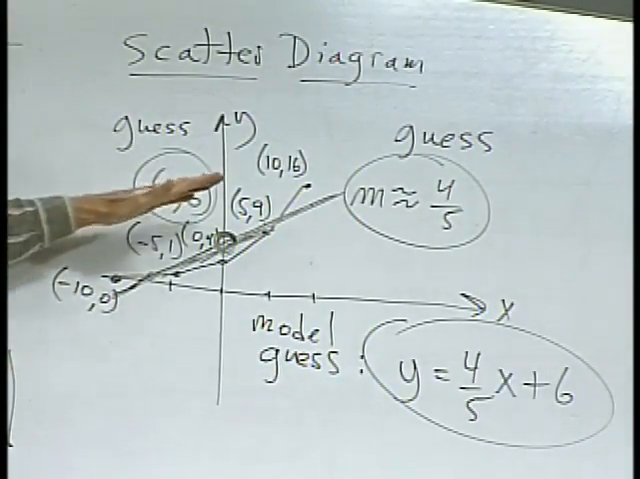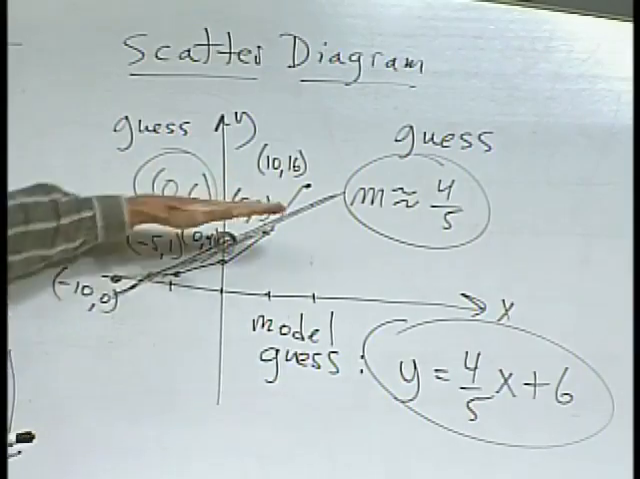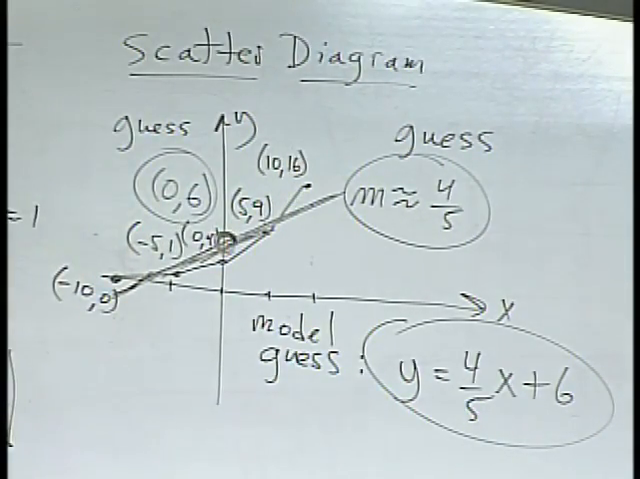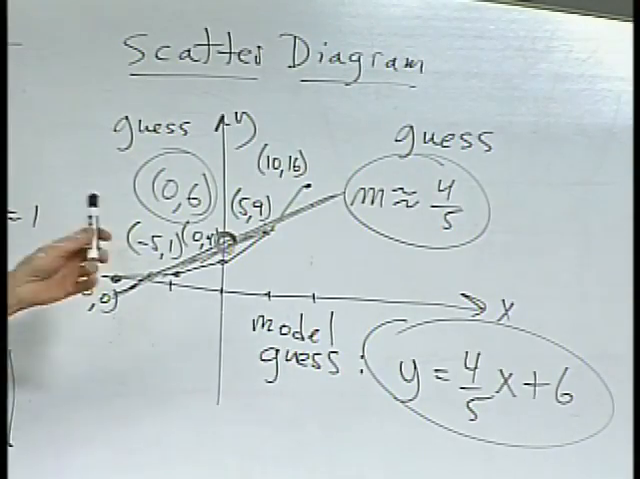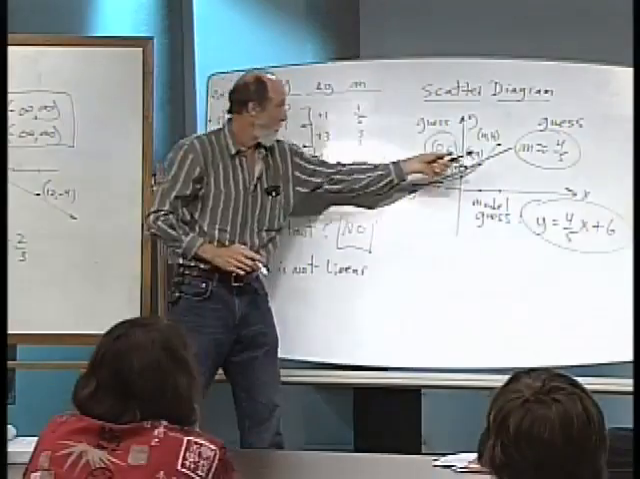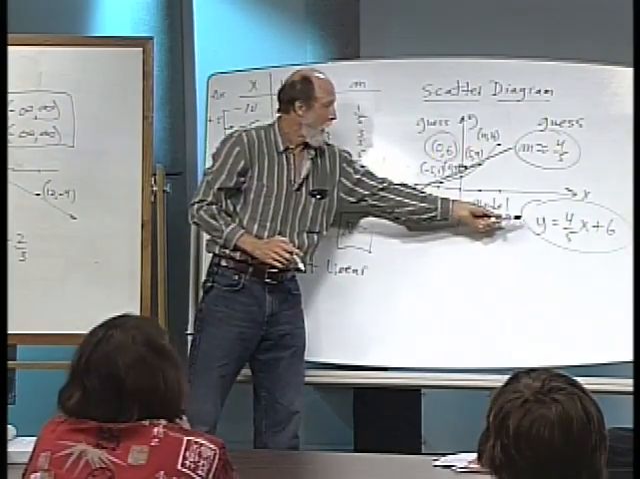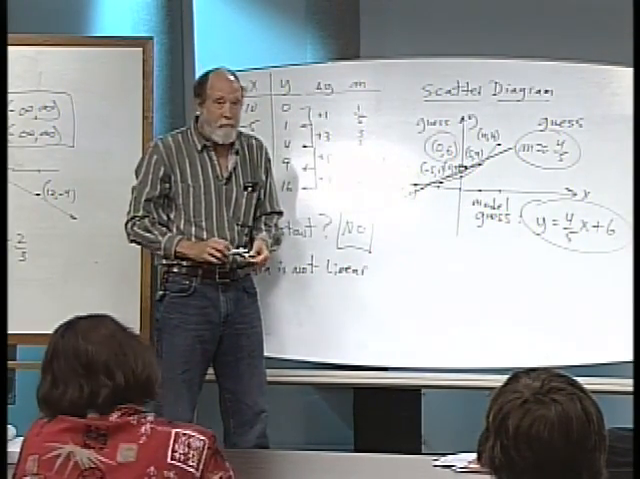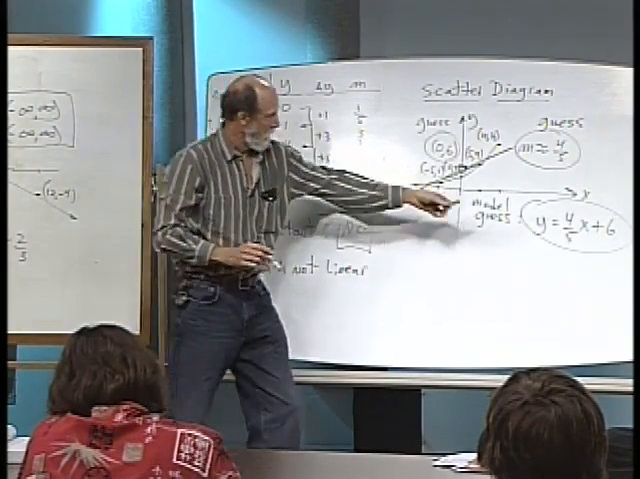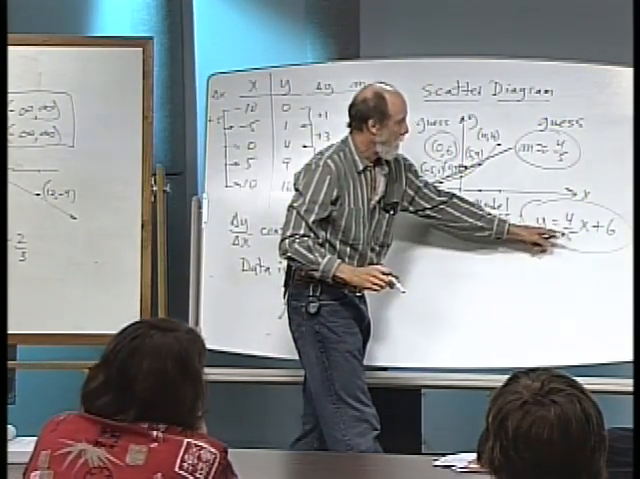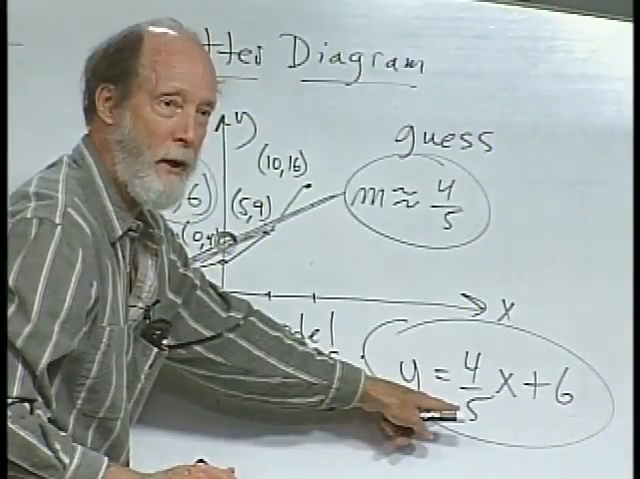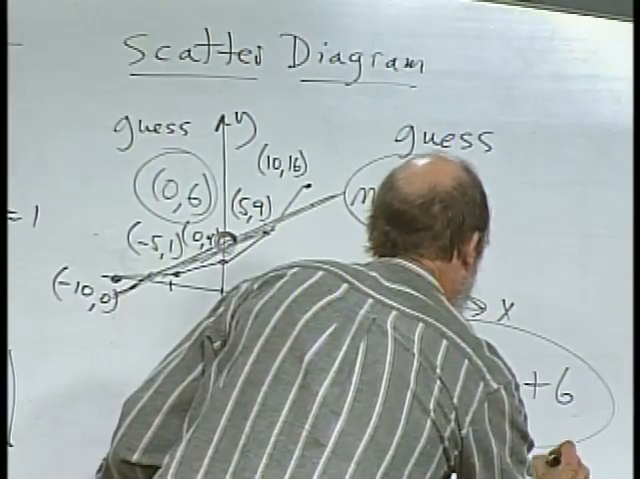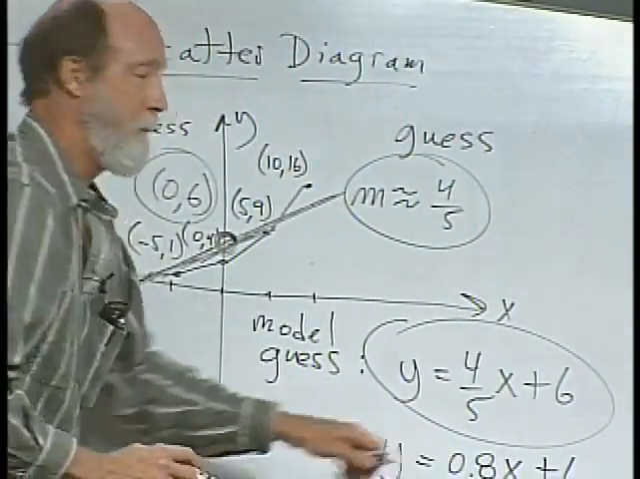You can take a ruler. If you've got your scatter diagram, you can take a ruler and wiggle it and feel where you think it should fit. And then you can simply look at that sketch you drew with your ruler and write down what you think is a guess. And so the slope in decimal form, 4 fifths is 0.8, isn't it? 0.8. y equals 0.8x plus 6 as our guess.